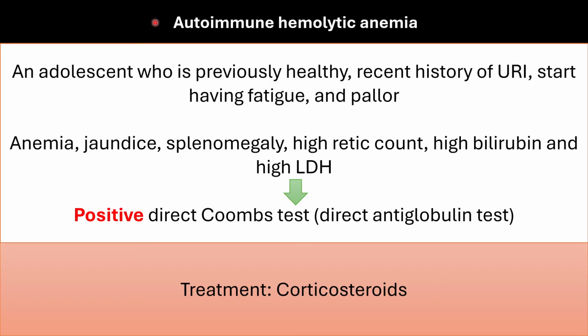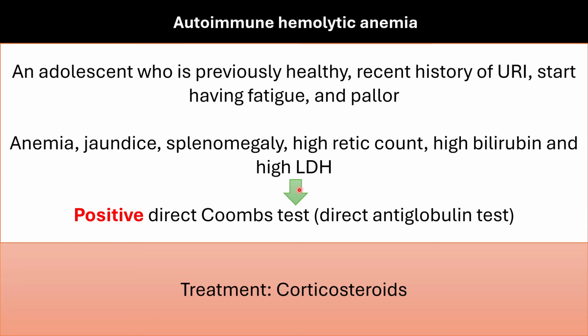Hematology. Autoimmune hemolytic anemia. Be familiar with all the keywords. This is common during adolescence. So if you have an adolescent who's previously healthy with a recent history of upper respiratory tract infection, start to be tired, having fatigue and pallor, anemia, jaundice, splenomegaly, high retic count because of hemolysis, high bilirubin, and high LDH.